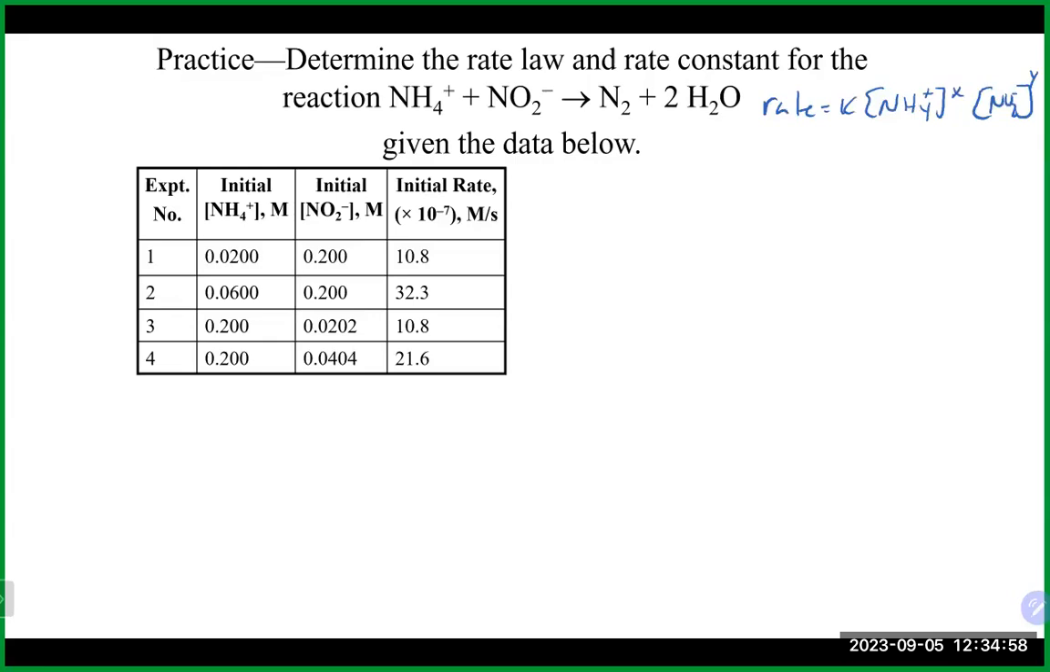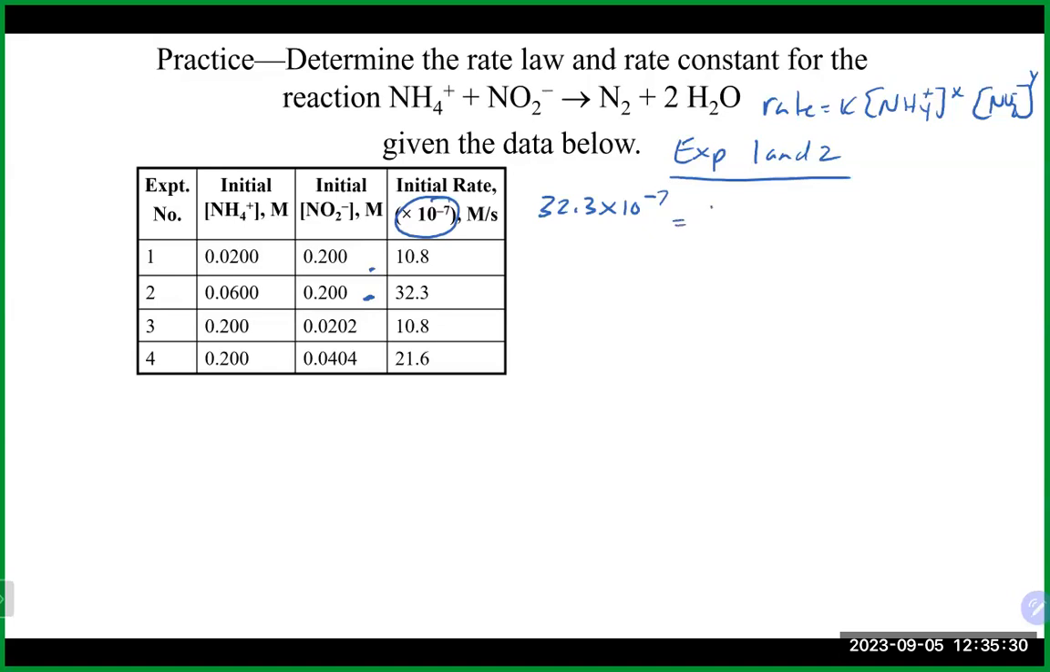In this case, we again have 4 sort of entries. So just looking at it, 1 and 2 here will keep our NO2 minus constant. So looking at those first, I'm going to put number 2 up on top, and that is 32.3, by the way, times 10 to the minus 7, in case you missed it. There is times 10 to the minus 7. Won't make a big difference till the end, but it does make a difference at some point.